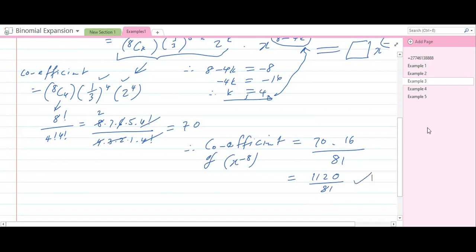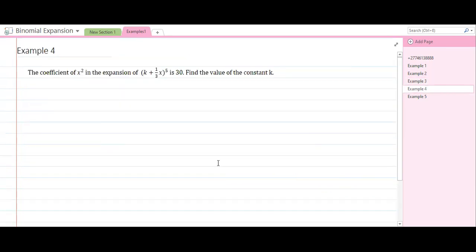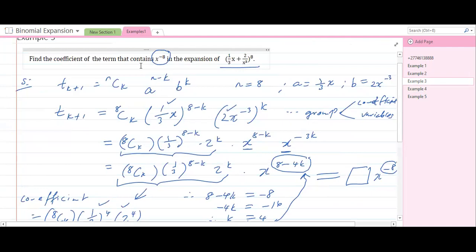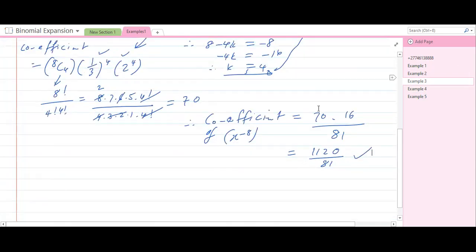Now, let us look at the next example, example 4. Going back to example 3, sorry, I skipped it. Find the coefficient of the term that contains x to the power negative 8 in the expansion. So the coefficient of the term that contains x to the power negative 8 is 1120 over 81.